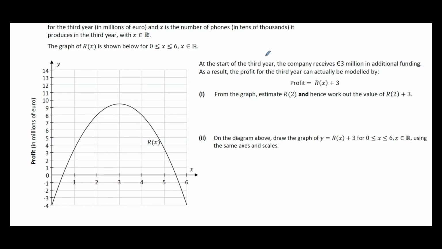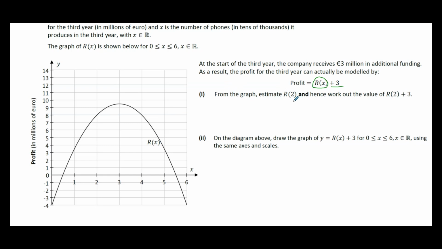At the start of the third year, the company received 3 million in additional funding. As a result, the profit for the third year can actually be modeled by the function R plus 3 million. So the profit plus 3 additional million in profit. Okay, so what do we need to do?